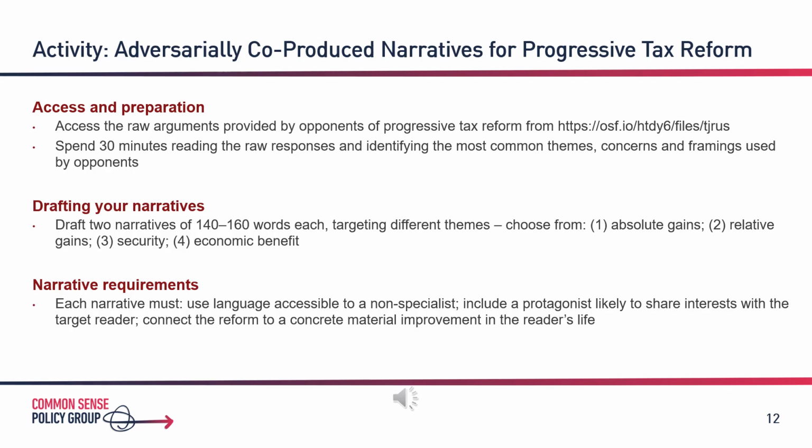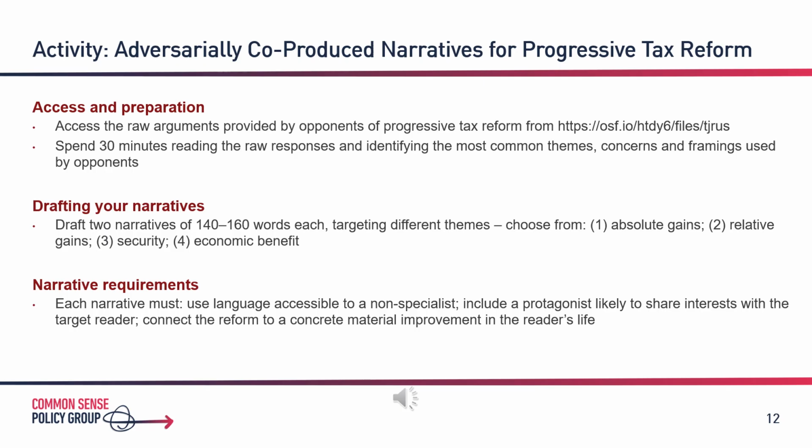Look for the most frequent themes in the raw arguments. In typical exercises on progressive taxation, common concerns include government waste and whether the money will actually reach those who need it, fairness and whether the burden is shared appropriately, economic impact and whether higher taxes will deter investment or enterprise, and trust in the political system. These are real concerns held by real people, and they are the raw material for your narratives.